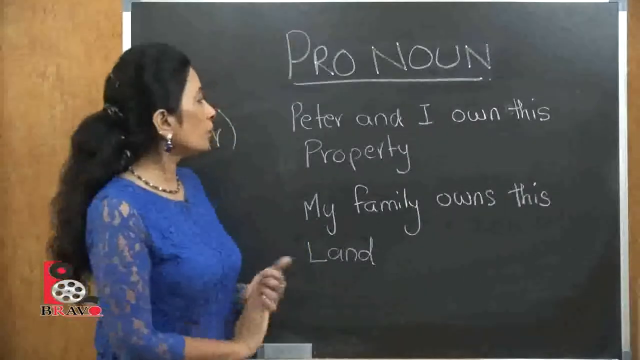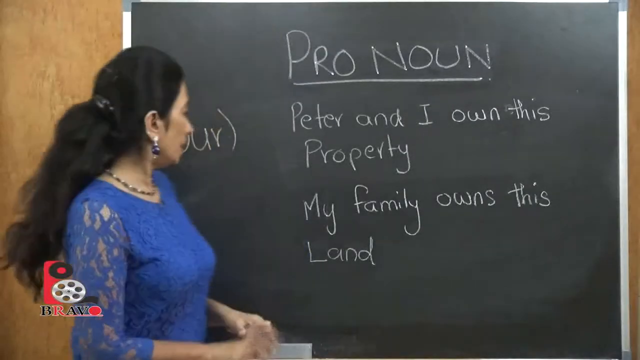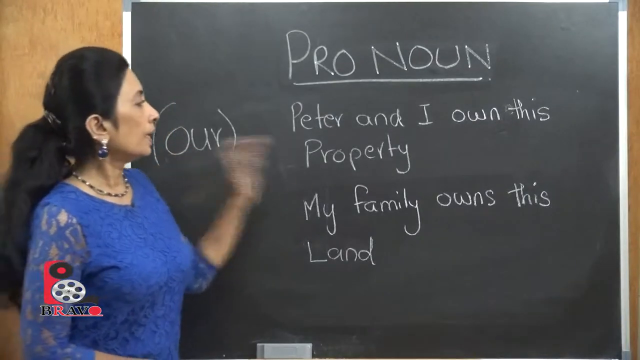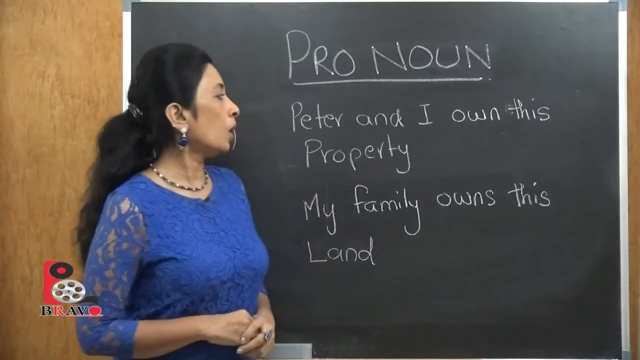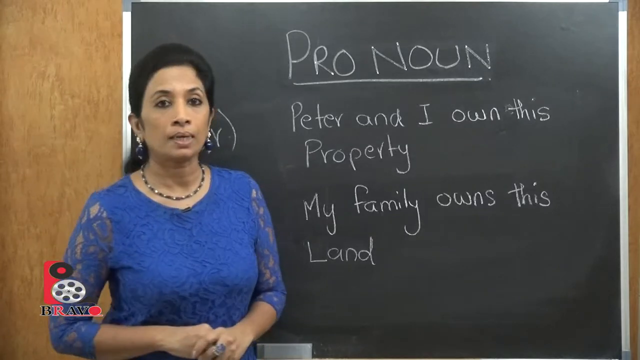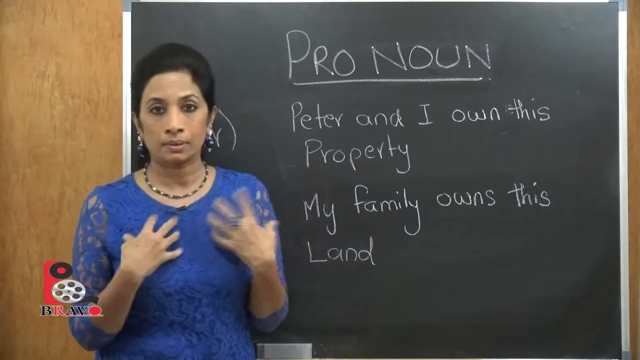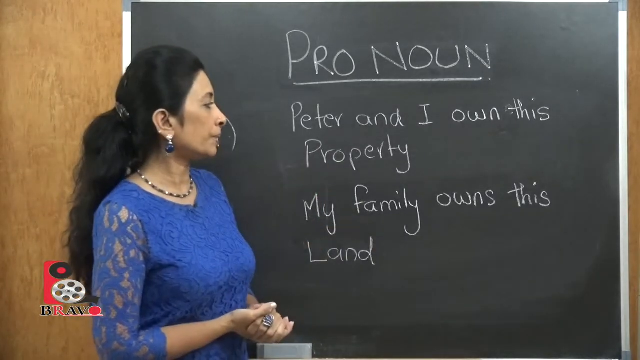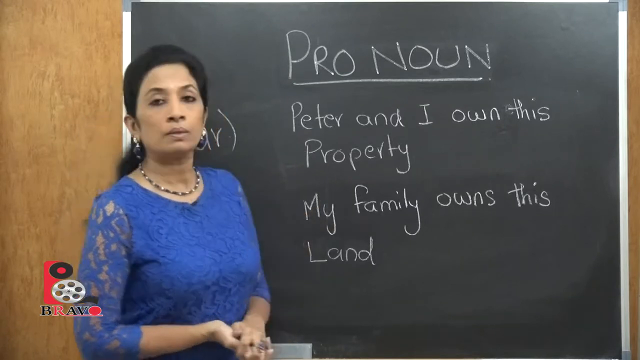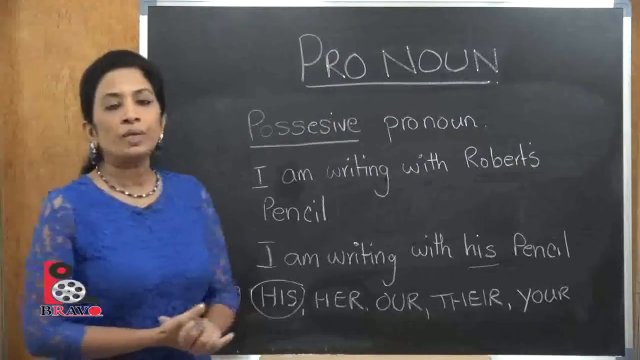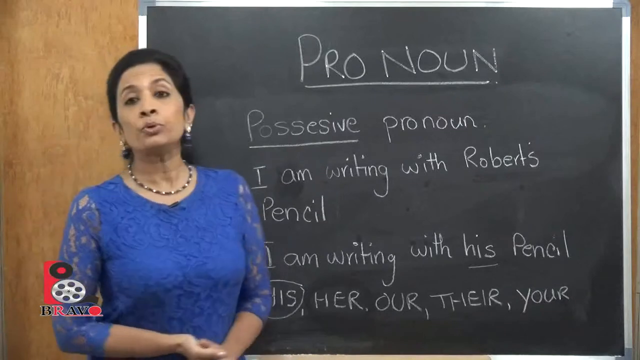Okay, now we are going to move on to the next pronoun, "our". Example: Peter and I own this property. It's Peter's and mine. Okay, Peter and I own this property. How would you say this without the repetition? So we looked at five pronouns.